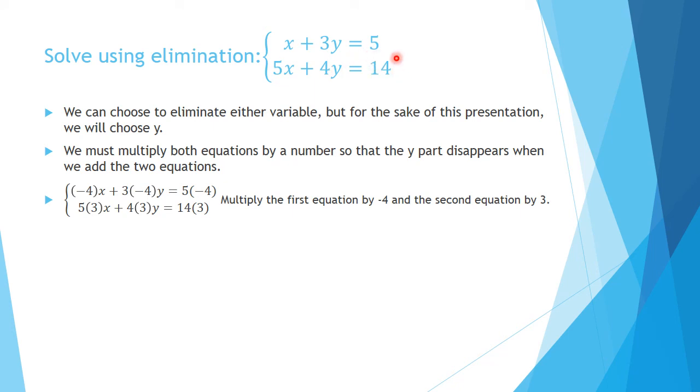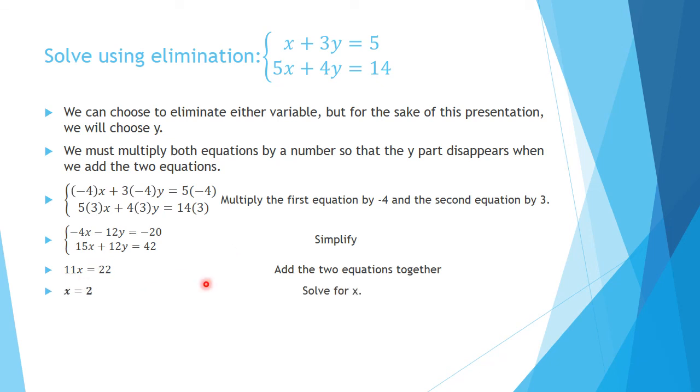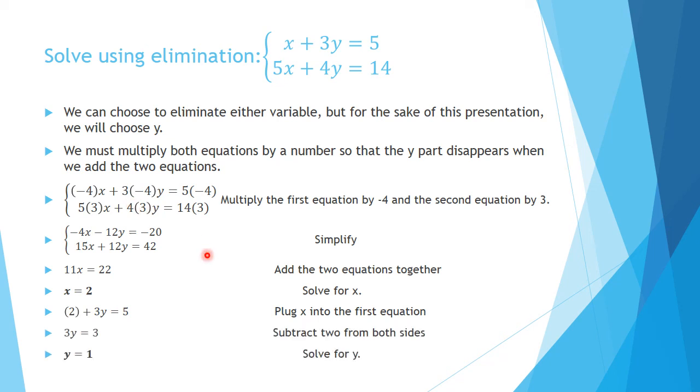To do this, we multiply this by -4 and multiply this by 3. So we get negative 12y and positive 12y. When we add them together, they disappear. So we add them together, and 11x equals 22, so x is equal to 2. Then we plug this back in: 2 plus 3y is equal to 5, so 3y is equal to 3, and y is equal to 1. So basically that's how you do elimination.